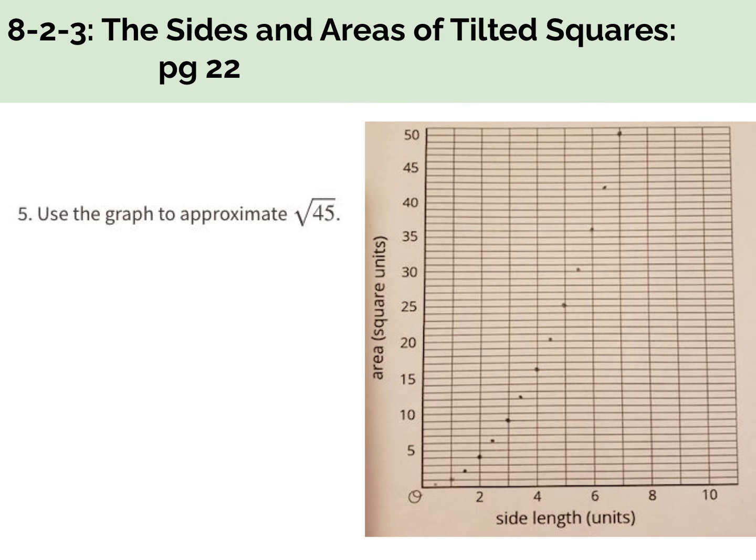It says use the graph to approximate the square root of 45. So go ahead and pause, answer that question, and then come back to me. Again, let's use this graph. 45 is up here, so it's going to be a number between about 6 and 7, more like 6.5 to 7 as far as the square root of 45.